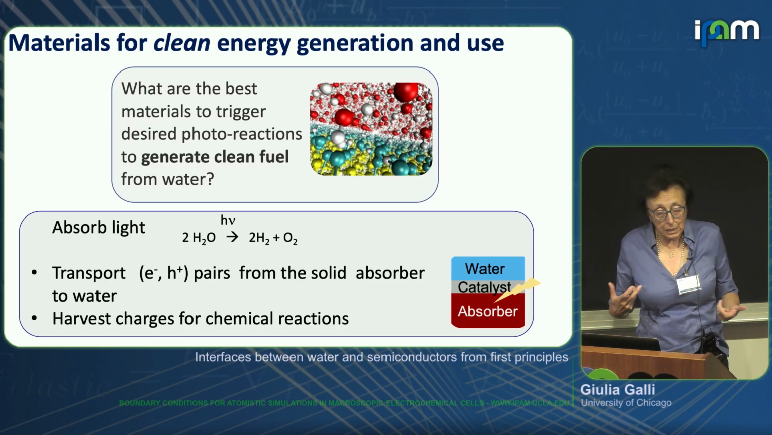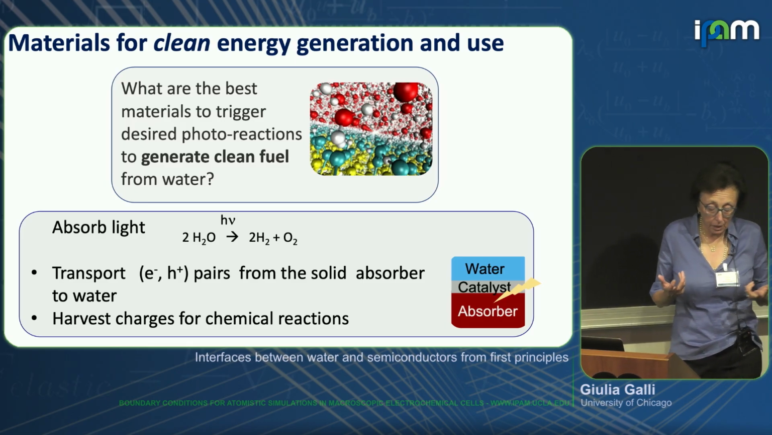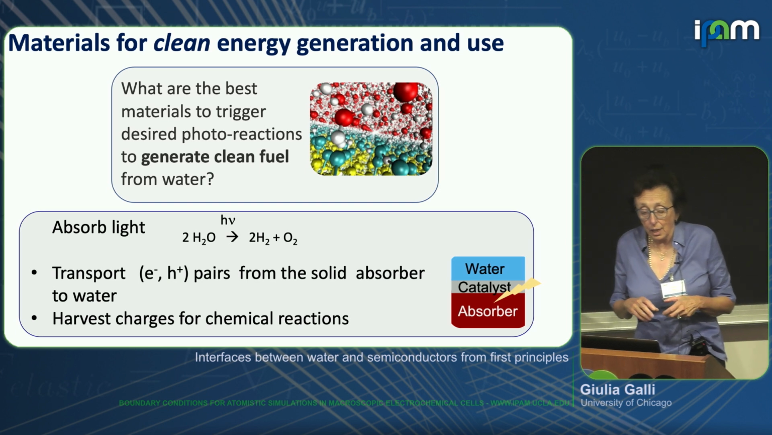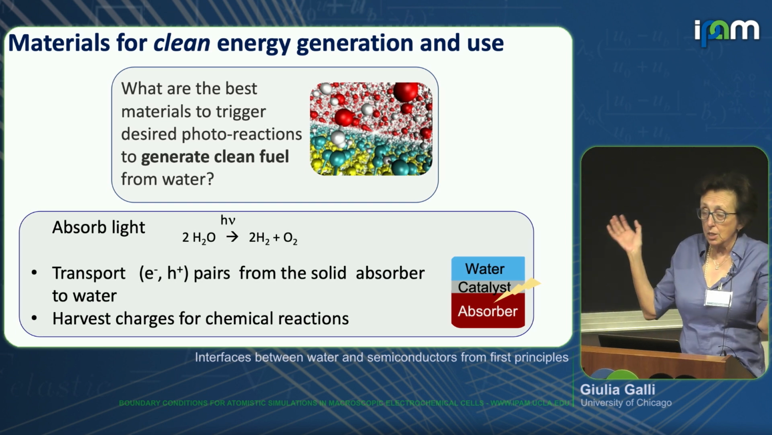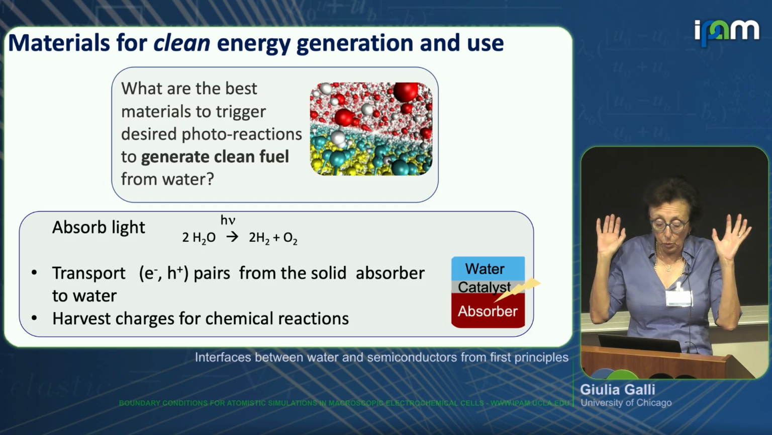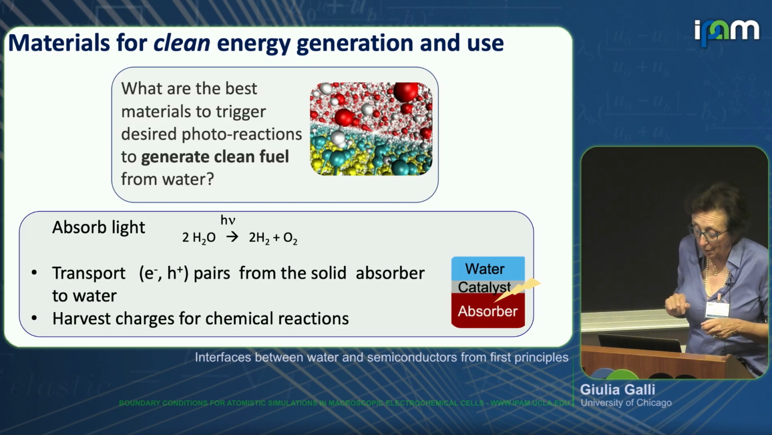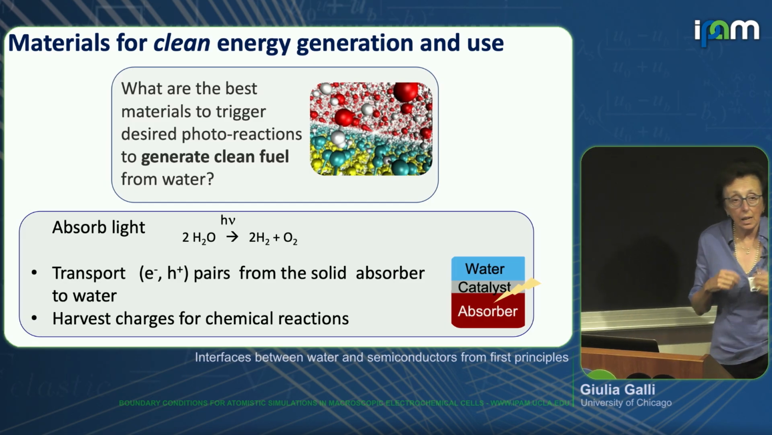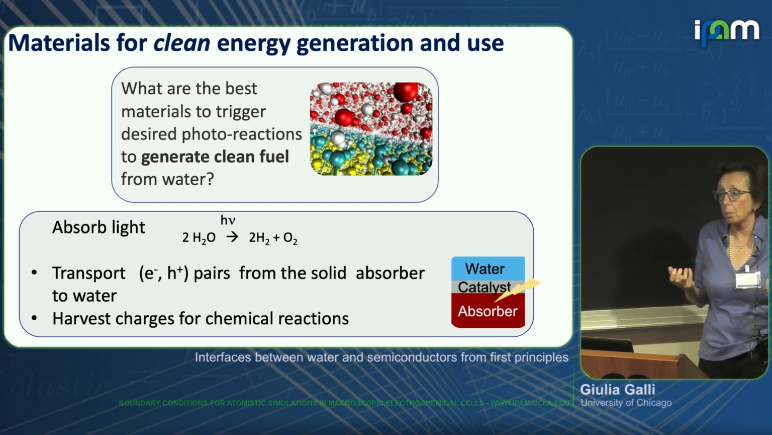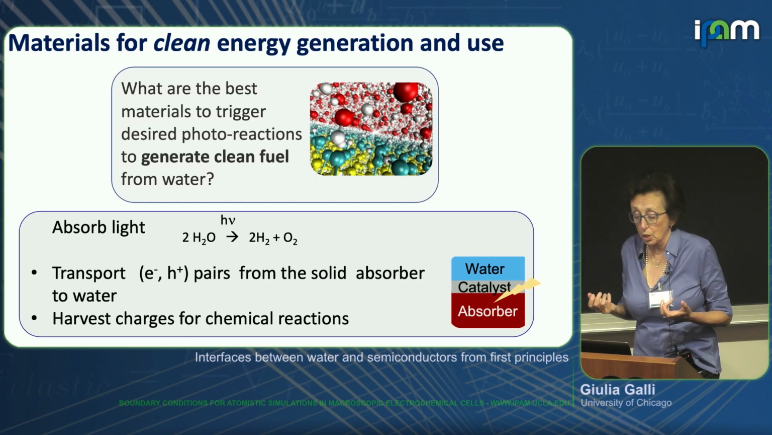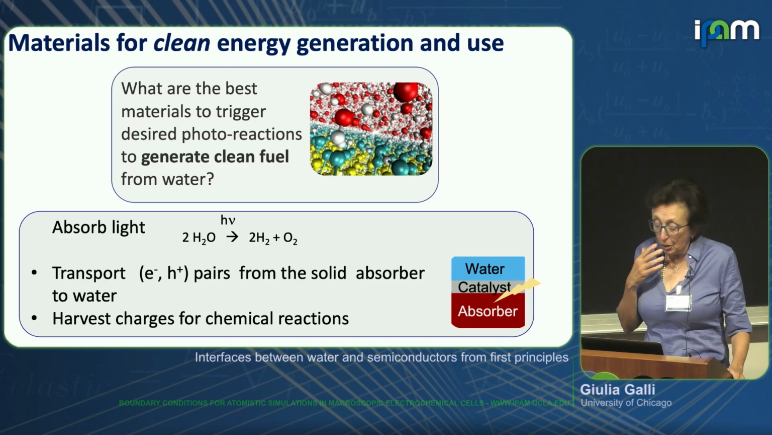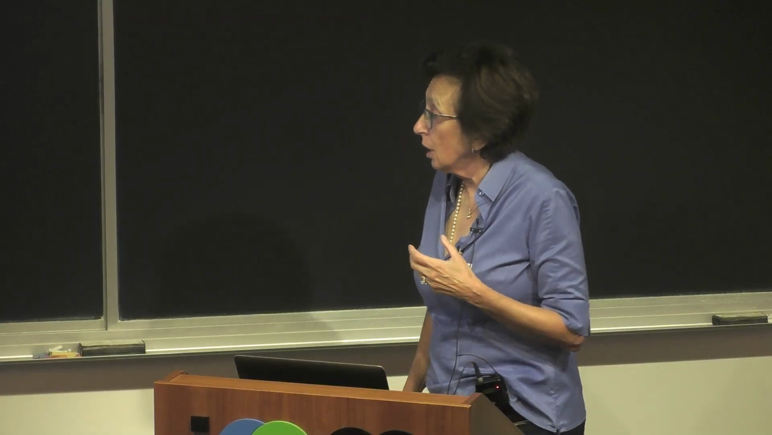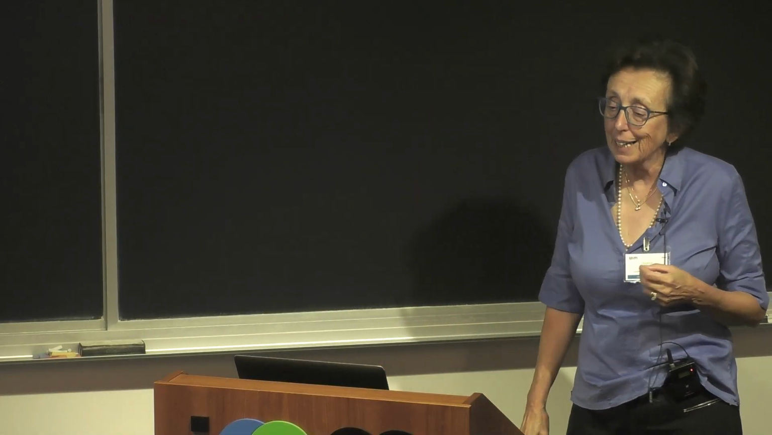You absorb light in a semiconductor or insulator. You generate electron-hole pairs. You have a way of transporting them to the interface, and you want to use these electron-hole pairs to make a chemical reaction to generate fuel. Usually this never works just with a material that is a good photoabsorber. You also need a catalyst.